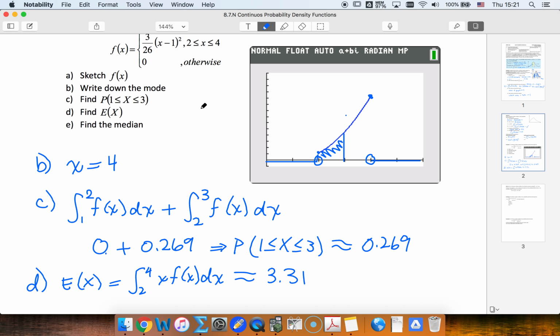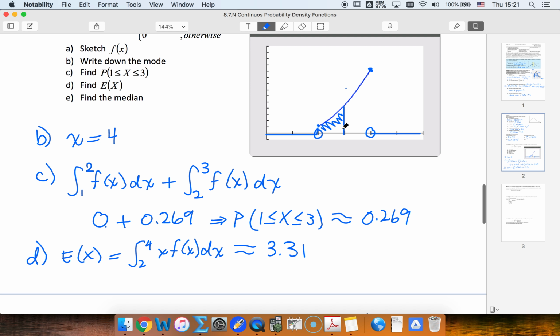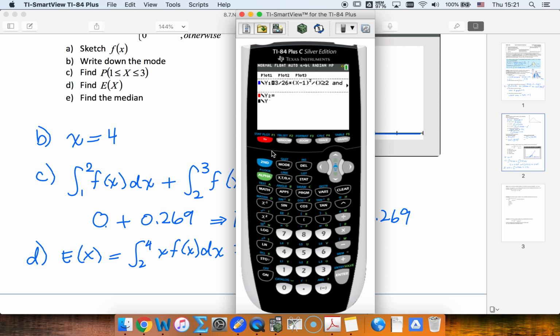Finding the median is a bit trickier because now I want to integrate my function and have the probability be a half. So I'm going to put my integral into my y equals. This time I'm going to say alpha y equals, function fnInt. I'm going to go from 2 to x, and since I've made this my x, I'm going to say 3 over 26 times, I'm going to put in a different letter this time, a minus 1, and we'll square that. And then I'll integrate with respect to a.